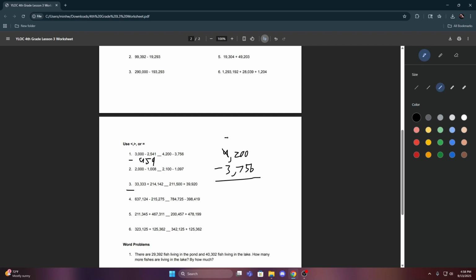we must borrow from the thousands place, making this a 3. This becomes 12, but again we borrow and it becomes 11, and this becomes 10. But again, we need to borrow it so that 10 becomes a 9, and the 0 becomes a 10. So now 10 minus 6 is 4.